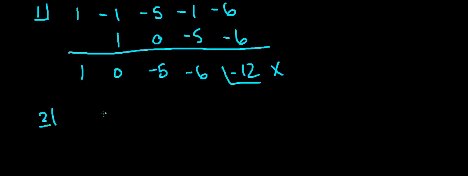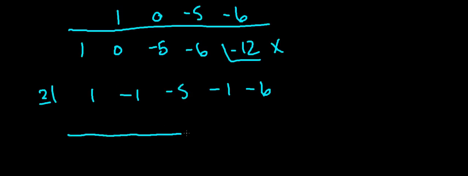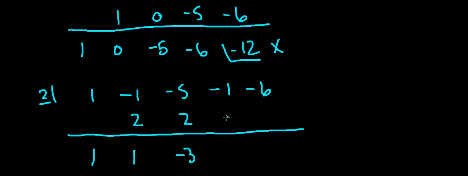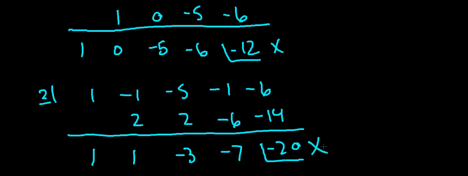Next we'll go on to 2. So bring down 1, we get 2, positive 1, positive 2, minus 3, negative 6, negative 7, negative 14, and we get negative 20, so 2 is not a factor.